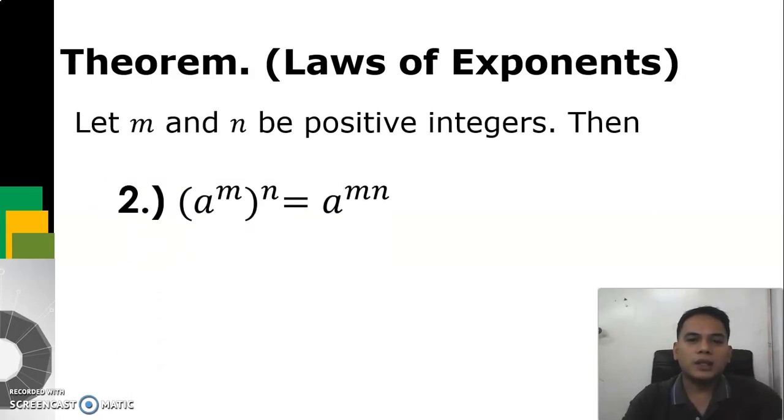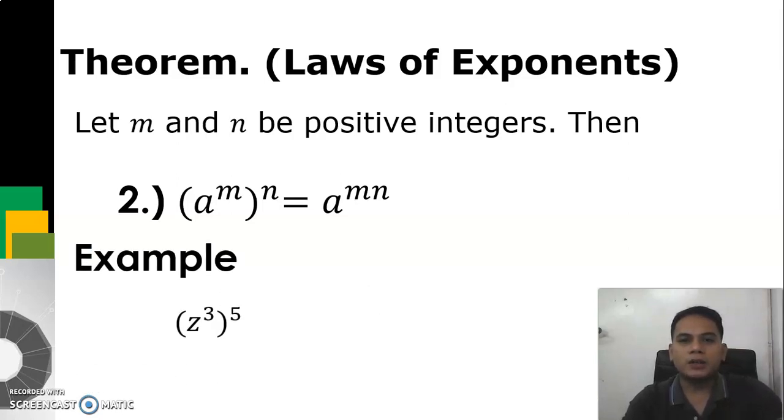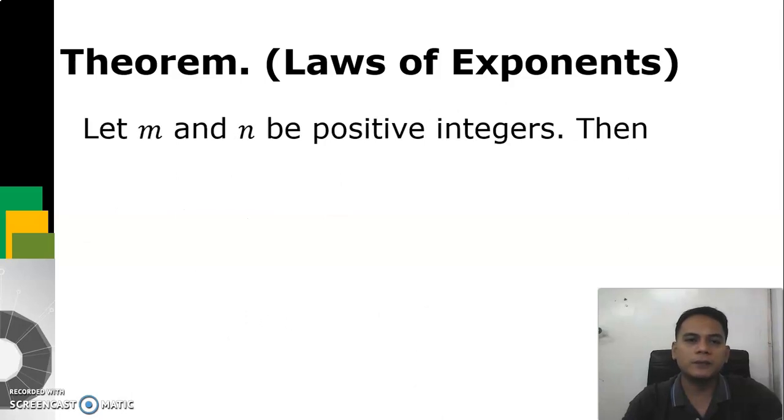The second one is if we have a to the m, quantity to the n, we will multiply only the exponents. So we have a to the m times n. For example, we have g to the cube, quantity to the fifth. Our base here is g, and our exponent for g is 3, and then quantity to the fifth. So we multiply 3 times 5, and it becomes 15. So we got g to the 15.